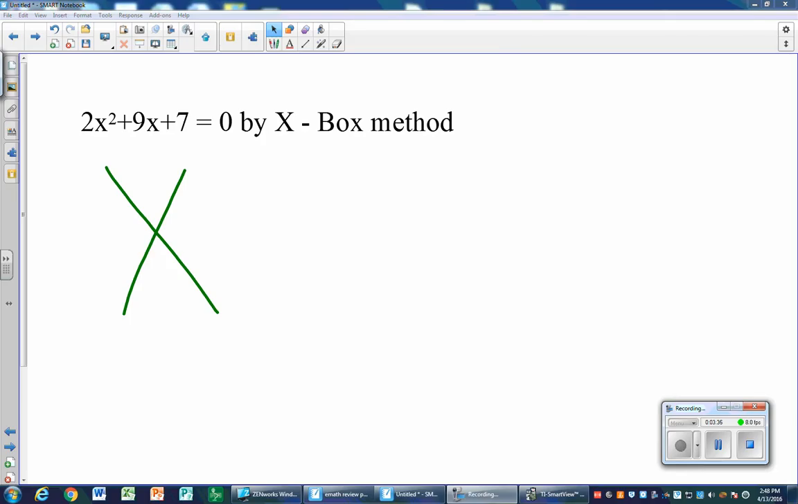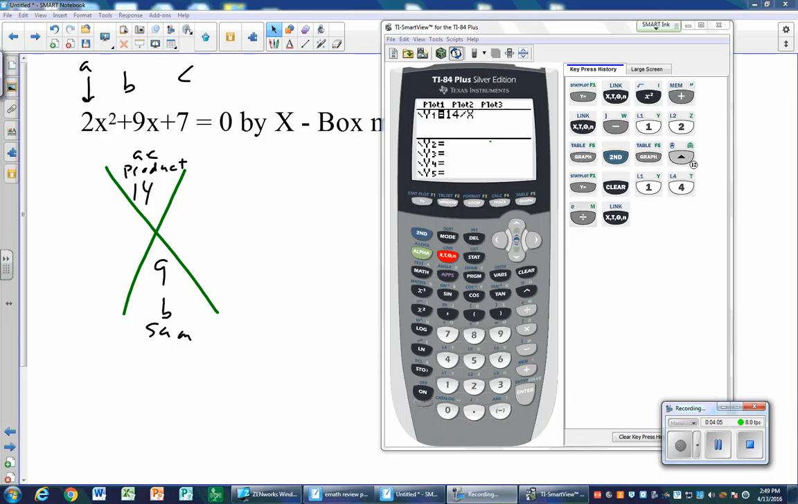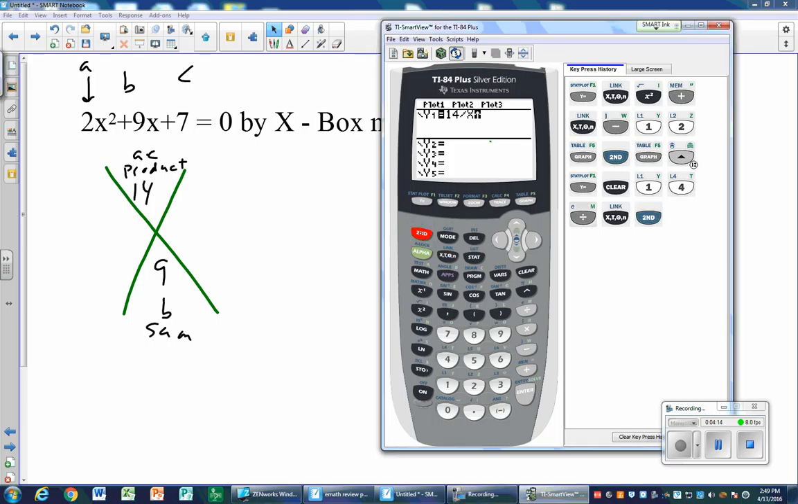I changed the question because the strength in the X-box method is the fact that A doesn't equal 1. So if you remember, A times C goes here, and B goes there. So that's A, that's B, and that's C. So B is 9. Now we think, what two numbers multiply to be 14 and have a sum of 9? If we don't know what the answer is right away, we do the product, 14 divided by x, onto our y equals part of the graphing calculator, and we go to the table.